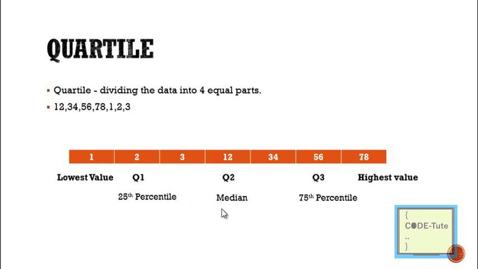So Q2 is median. Now after marking this, we have 2 separate data sets, left hand side and right hand side. So in left hand side we have 1, 2 and 3. So we have 3 values. Now again take the middle value, which is 2. So this is the Q1, and in the last we have 3 values: 34, 56 and 78. Take the middle value, which is 56, and name it as Q3.